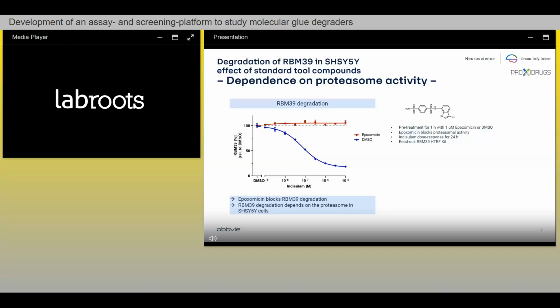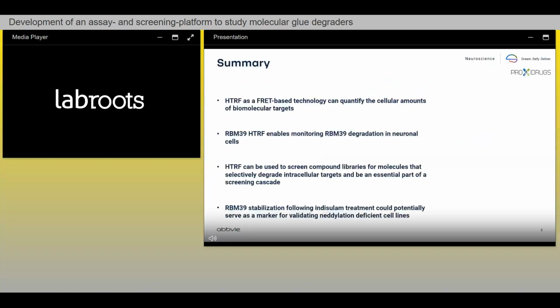Now coming to the last slide, and this is our summary. I hope I could convince you that using an HGRF as a tag-based technology really can quantify the cellular amounts of your biomolecular target, and that the RBM39 HGRF enabled us to monitor the RBM39 degradation in neuronal cells, in our case neuroblastoma cells.